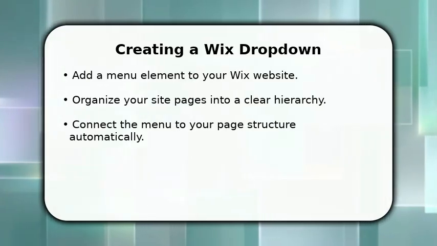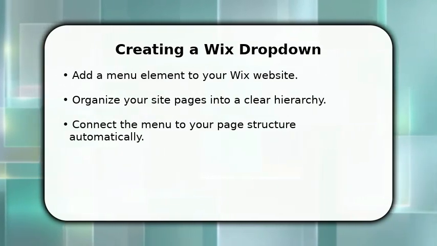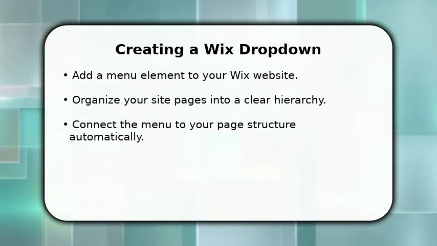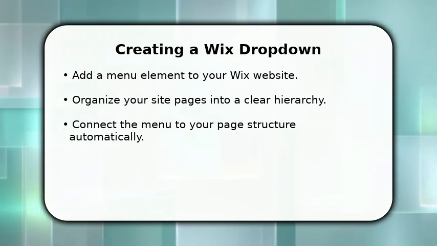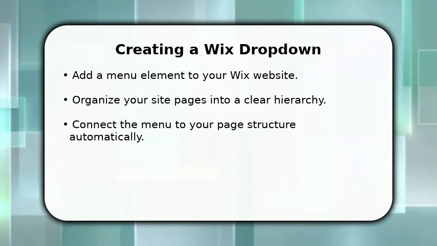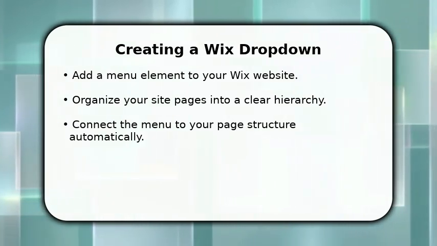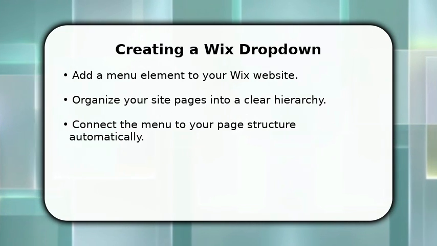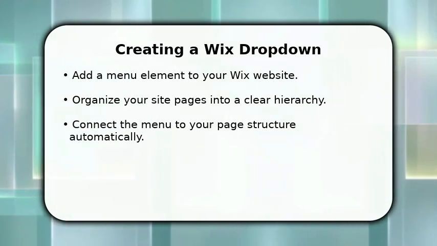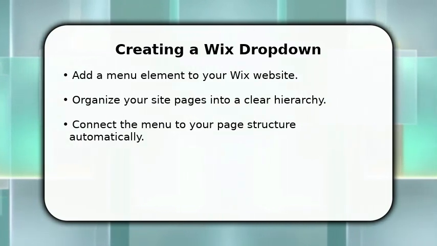In this video, I will explain how to make a drop-down menu in Wix. First, navigate to your Wix editor and add a menu element from the Add Elements panel. Once placed, ensure your site's pages are organized correctly in the Site Pages section. Wix automatically creates a drop-down based on your page hierarchy, so simply drag and drop pages to create sub-items. This foundational step is crucial for a functional menu.